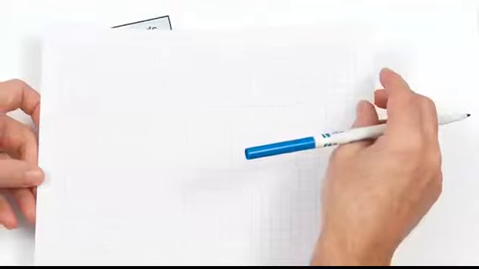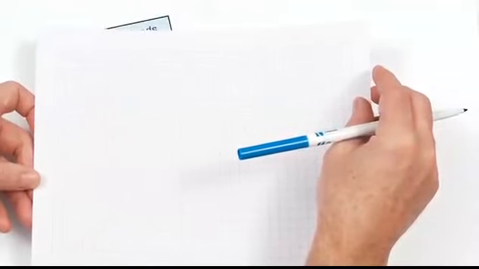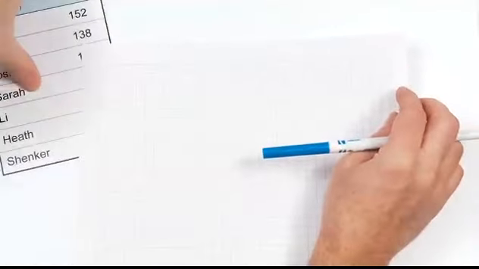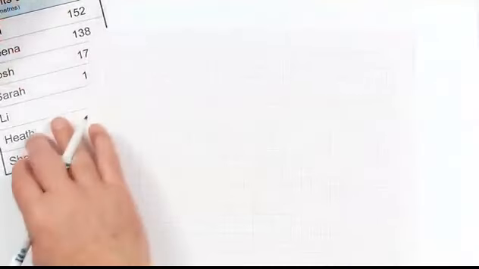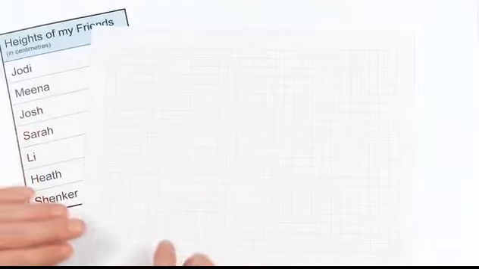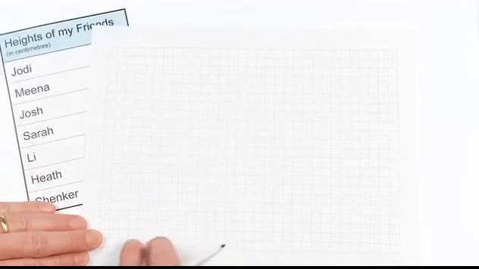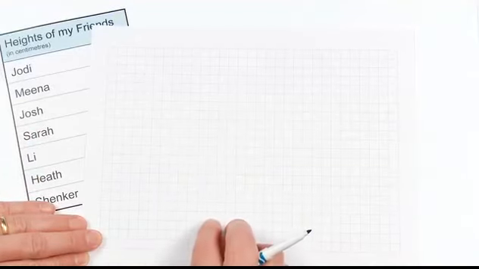So one of the first choices I have to make is which way am I going to turn my graph paper? Does it go this way? Does it go this way? Because I have so many names, 7 of these names here, I'm actually going to use it this way so I can put my bars down here and have enough room for that.